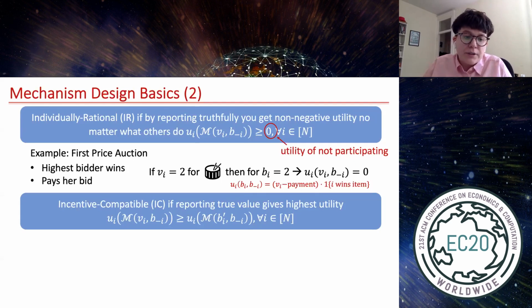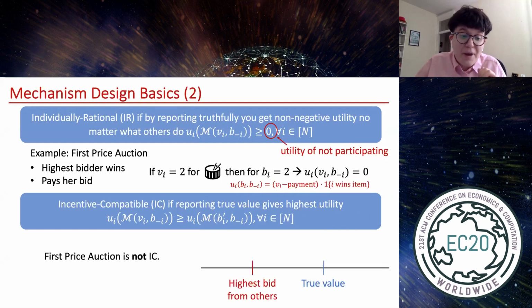The next property that I'd like to stress is incentive compatibility. A mechanism is called incentive compatible if reporting the true value always gives you the highest utility no matter what others do. Like, for example, here, bidding your true v_i is greater than or equal to bidding anything else.